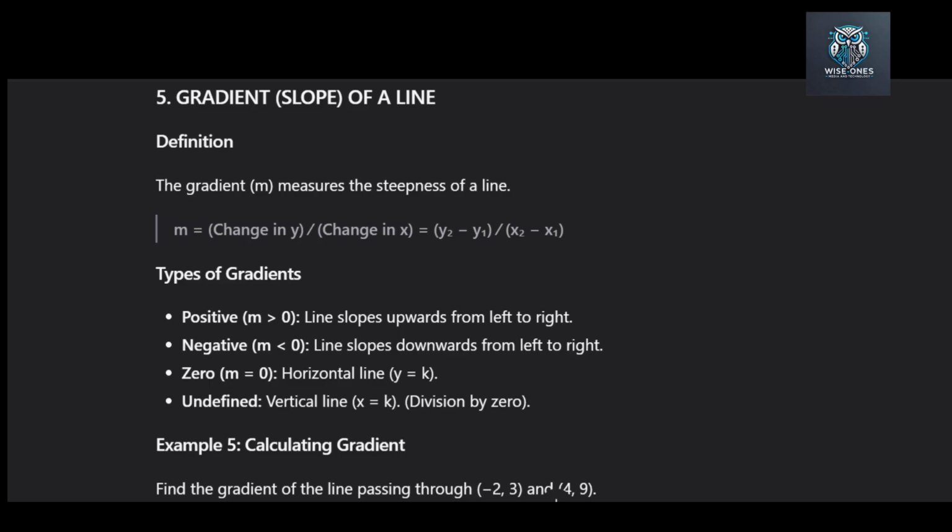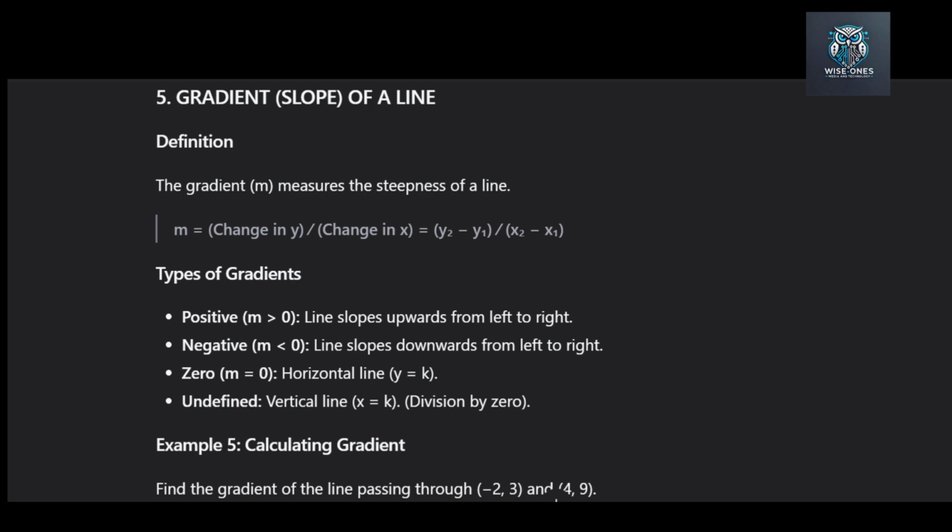There are different types of gradients. If m is greater than 0, it is positive. The line slopes upwards from left to right. If m is less than 0, it is negative. The line slopes downwards from left to right. If m equals 0, it is a horizontal line. It is flat. If the line is vertical, the gradient is undefined. This is because you would be dividing by 0.